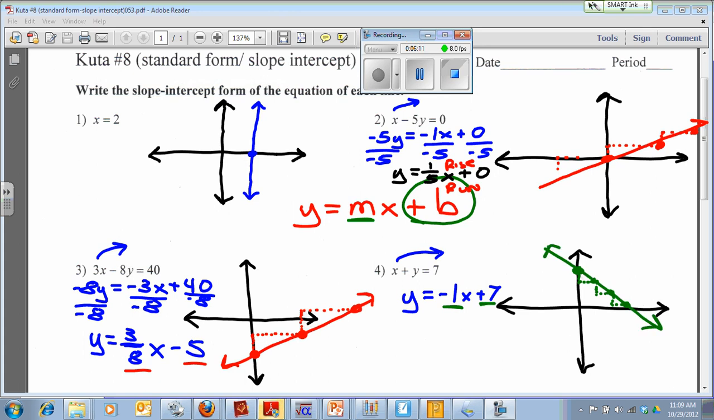So remember, to get things from standard form to what we call slope-intercept form, it's just basically isolating y on one side of the equation. We always want it on the left. We want it all by itself. And then we always put the slope first, and then the y-intercept makes graphing very easy.